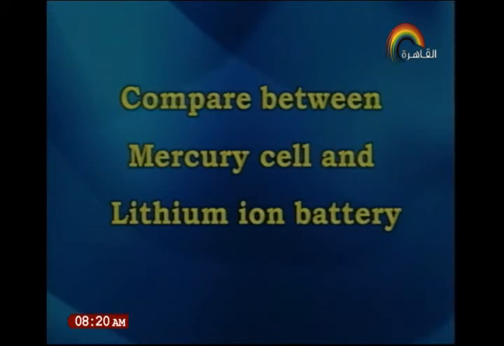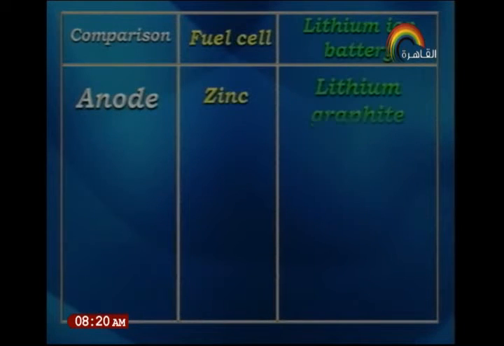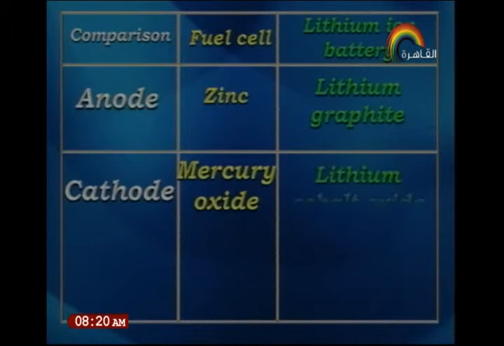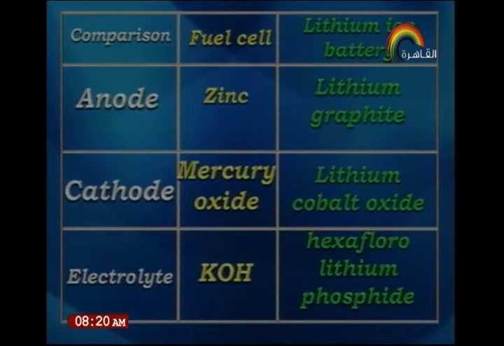Next type of question, compare between mercury cell and lithium ion battery. If you make a comparison between the mercury cell and lithium ion battery, the anode in the mercury cell is zinc, while in lithium ion battery it is lithium graphite. The cathode in the mercury cell is mercury oxide, and here lithium cobalt oxide in the lithium ion battery. And the electrolyte in the mercury cell is KOH, and here hexafluoro lithium phosphide in the lithium ion battery.